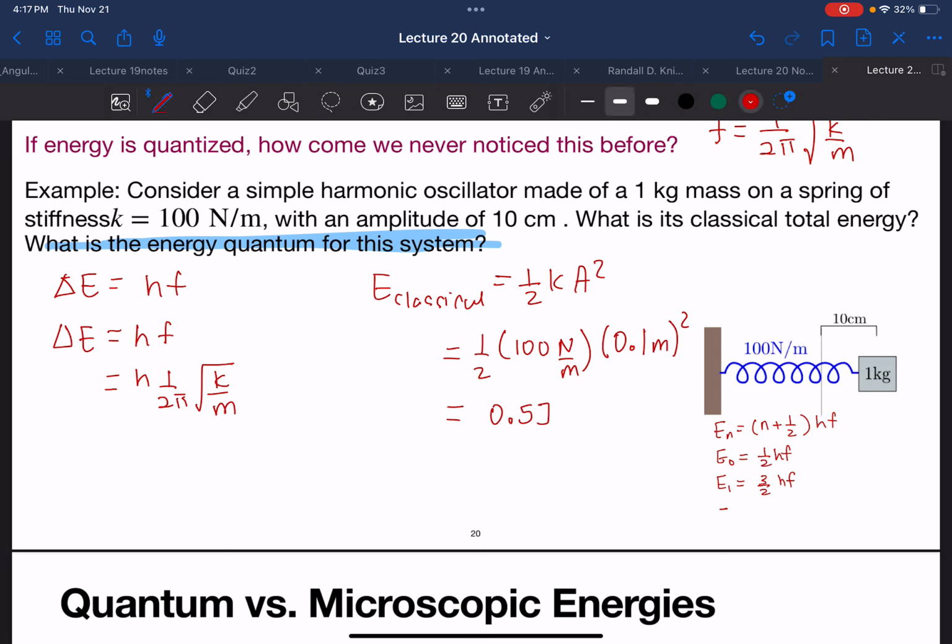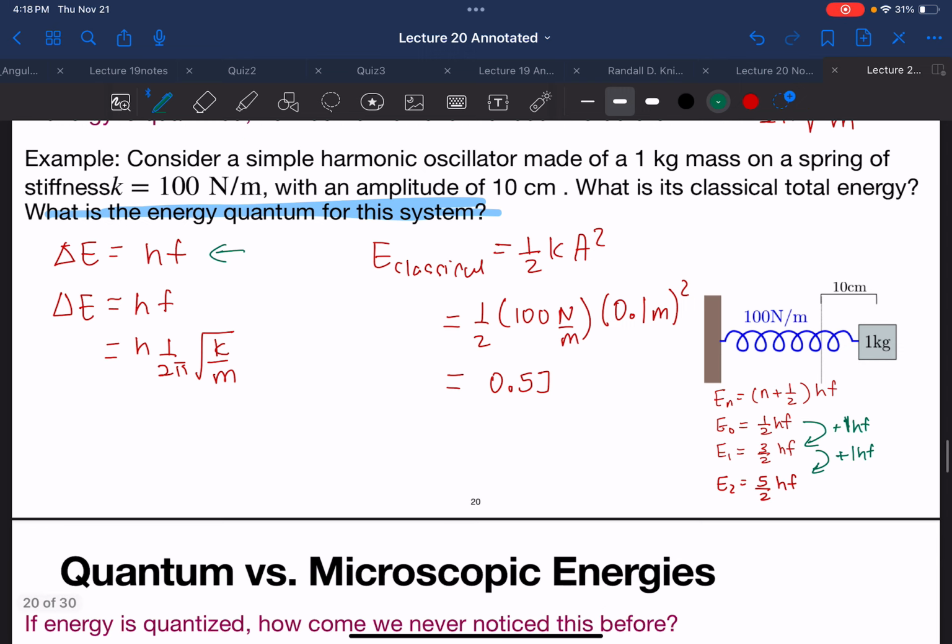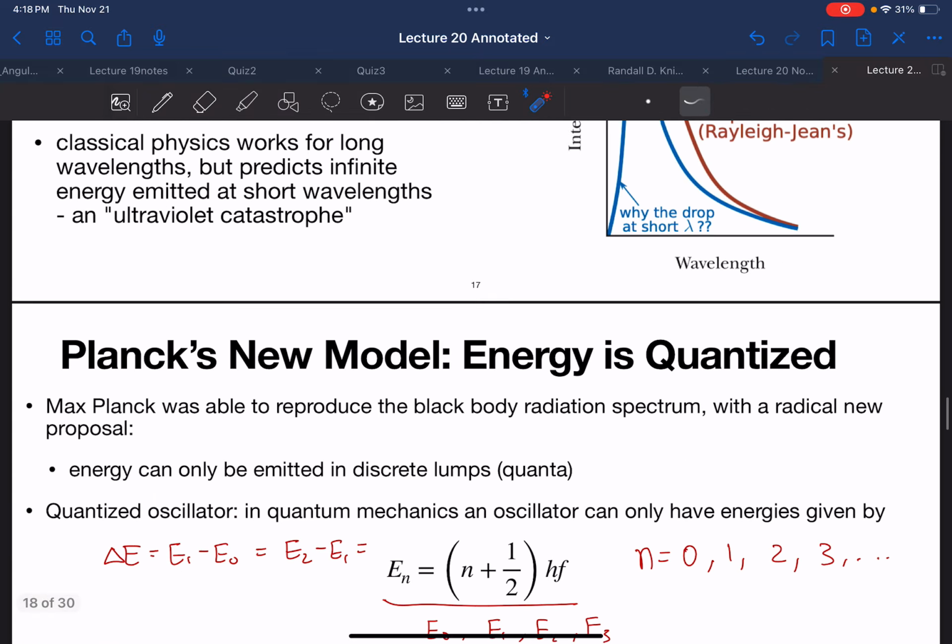So if we write out E2, that's 2.5 hf, which is the same thing as 5/2. And what you'll notice is each time, the delta E from here to here is a plus 1 hf. And then again, a plus 1 hf, etc. So our delta E is 1 hf.